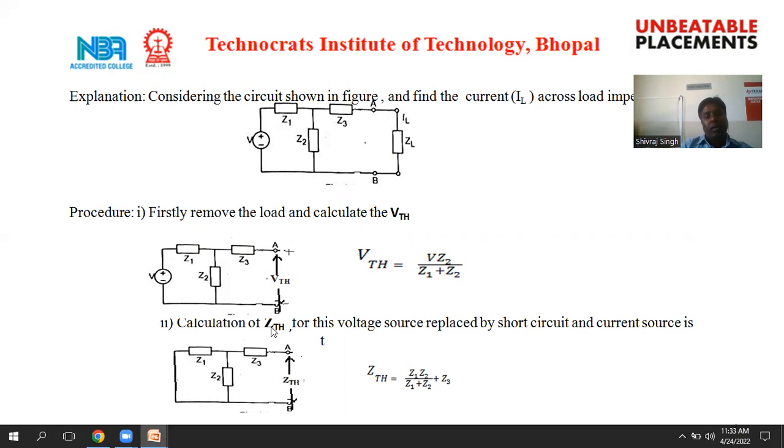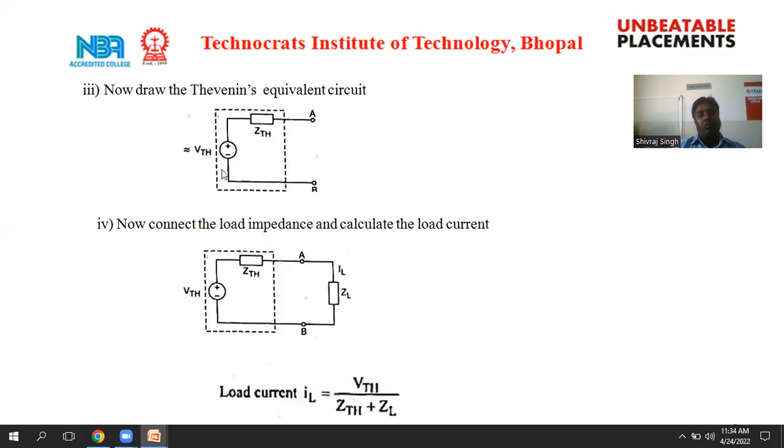Again, we calculate the Thevenin's equivalent impedance, that is ZTH. For this calculation, firstly we replace the source with its internal resistance. So here the voltage source is replaced by a short circuit and we measure the ZTH. ZTH must be equal to, Z1 and Z2 in parallel combination and Z3 in series. So ZTH equals the parallel combination of Z1 and Z2, that is Z1 Z2 upon Z1 plus Z2, and Z3 in series combination. Again, in the third step, we draw the equivalent circuit. After calculation of VTH and ZTH, we can draw the Thevenin's equivalent circuit.